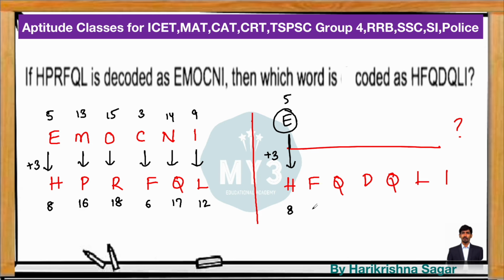So F is going to be 6th alphabet. 6 minus 3 is going to be 3. 3 is nothing but C. And Q is 17, 17 minus 3, 14, which is N. D is 4, 4 minus 3, 1, which is A. Q is 17, 17 minus 3 is going to be 14, which is N. And L is 12, 12 minus 3 is 9. I is 9, 9 minus 3 is 6, 6 means M. So your answer choice must be this. You can mark it as answer choice.